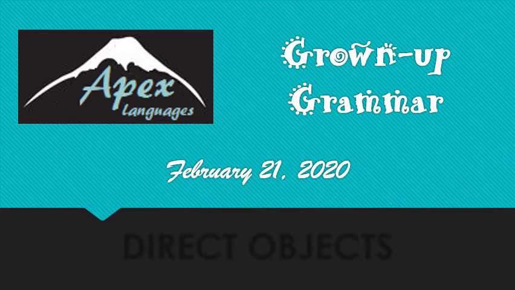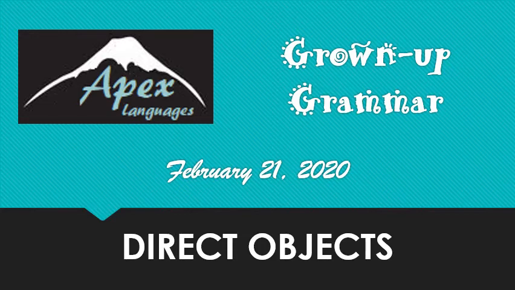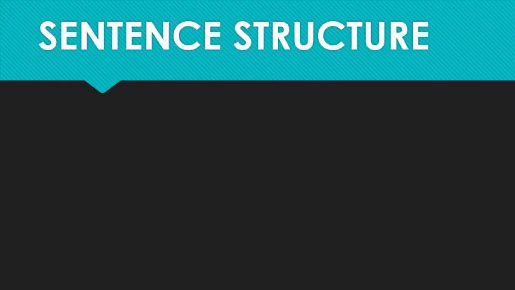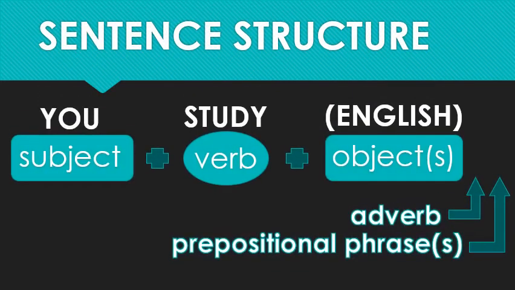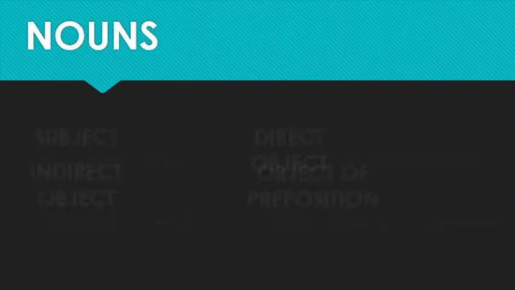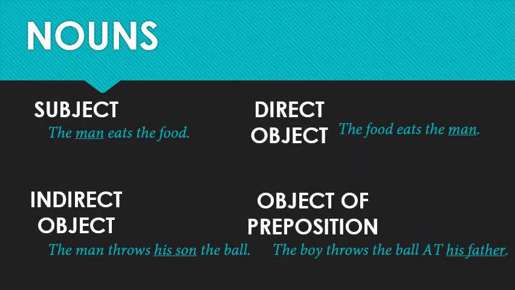So today we're going to talk about direct objects. Last week, I introduced the basic sentence structure of English. Subject, verb, and possibly an object or two. Previously, I've also talked about nouns and the 4 different jobs they can have. They can be a subject, a direct object, an indirect object, or the object of a preposition.